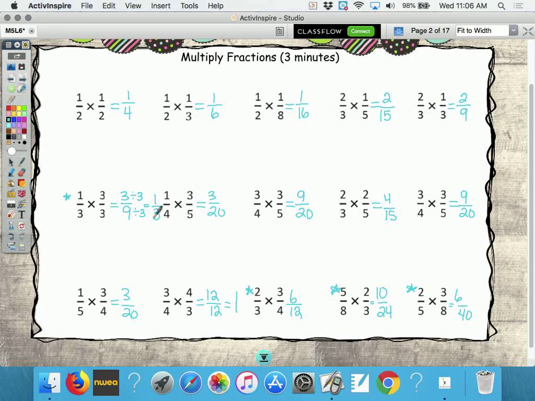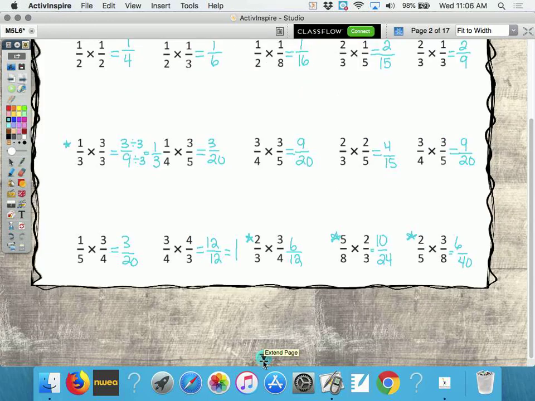Okay, let's go down and look at 2/3 times 3/4. Is 6 half of 12? Yes. So write 1/2. Okay, is 10 half of 24? No. Can I divide by 2? Yes. Okay, so let's divide by 2.